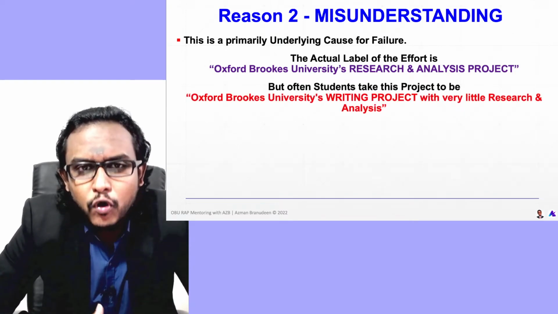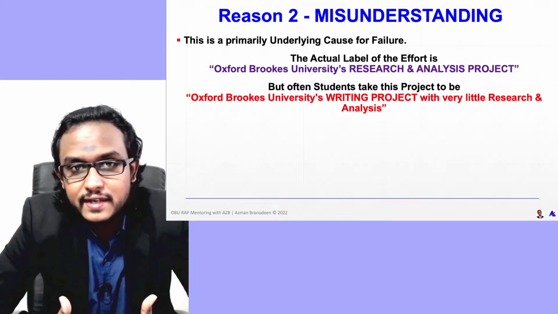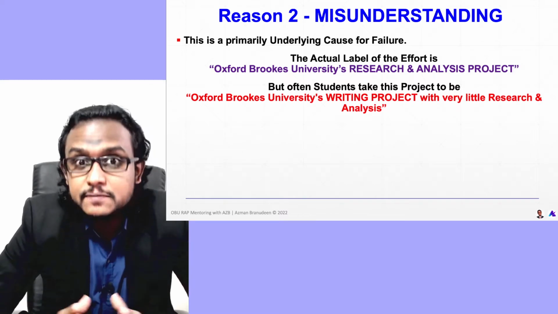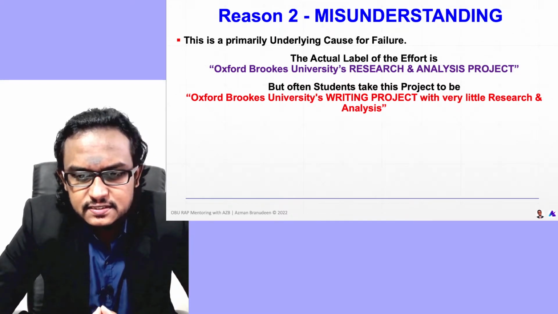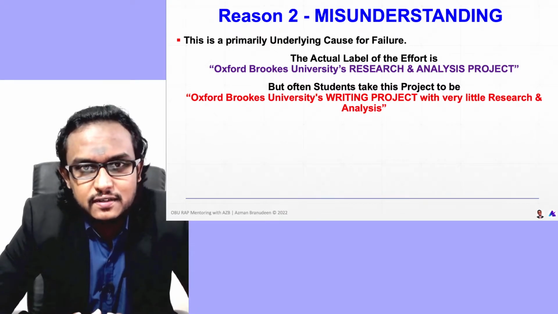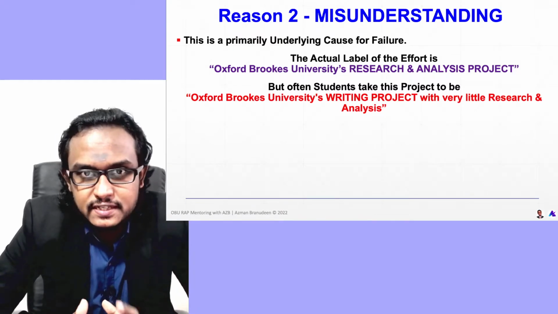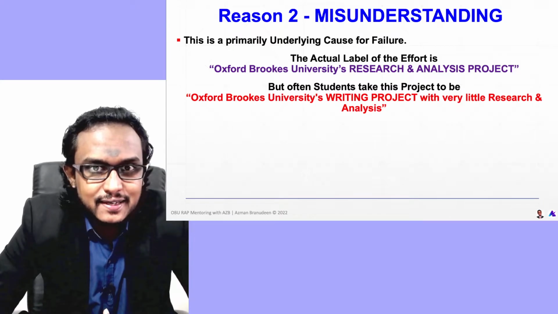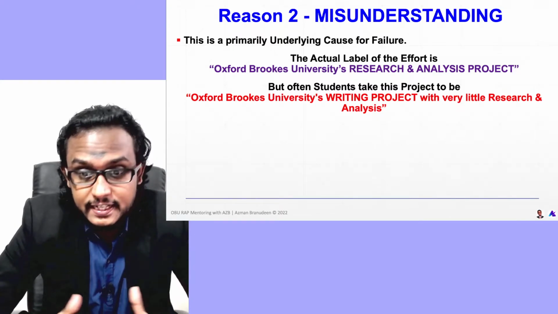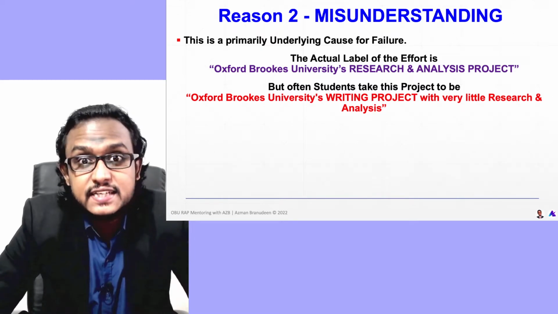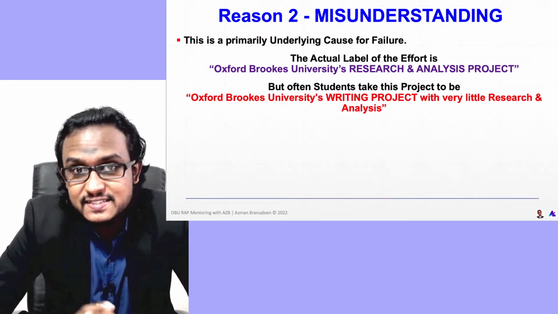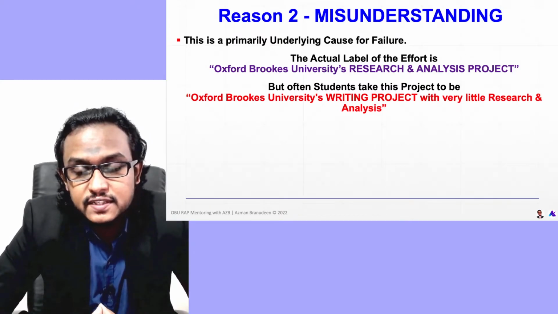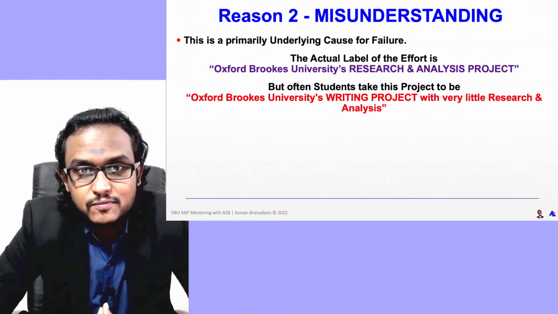However, most often I see students who take this project think that it is Oxford Brookes University's writing project with very little research and analysis. So when you plan for this effort, are you really thinking of it as it should be, meaning the actual label, the research and analysis project? Or are you thinking that this is a project where you have to write 7,500 words and the research and analysis effort is going to be relatively less? What's your thinking behind this?